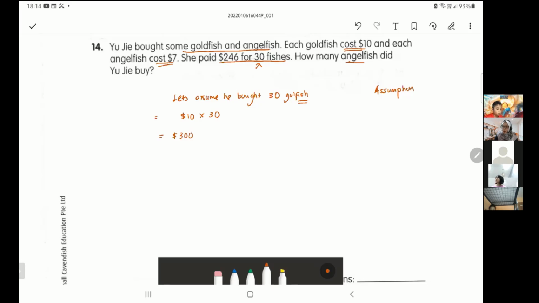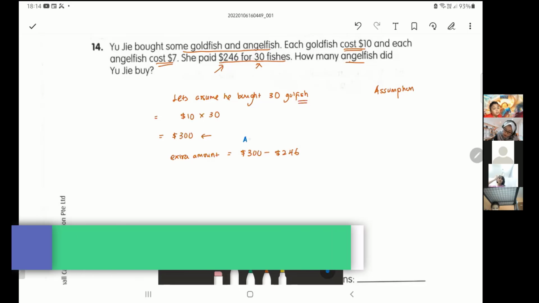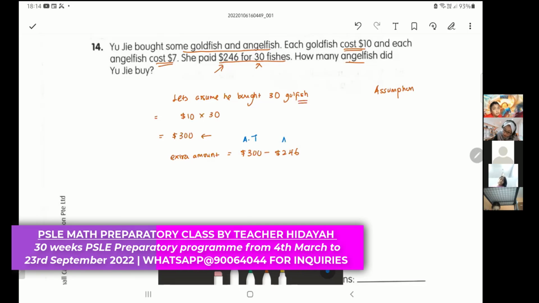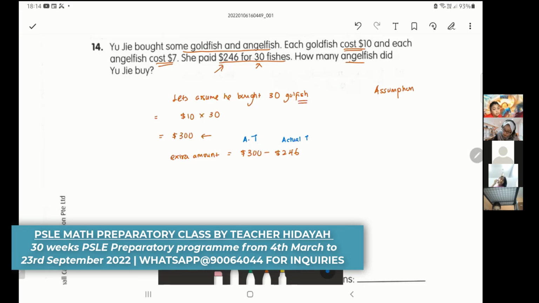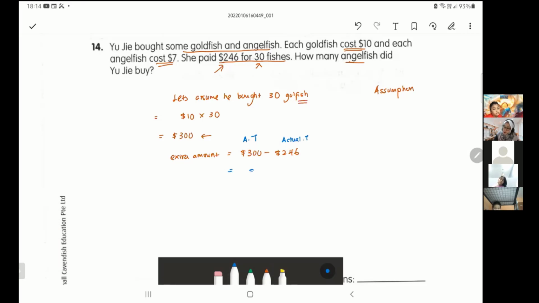Okay, so now we want to find how much is the extra. He paid a total of 246, but this one is only 300. So you take 300 minus 246. This one is your assumed total, this one is your actual total. Equals 54.